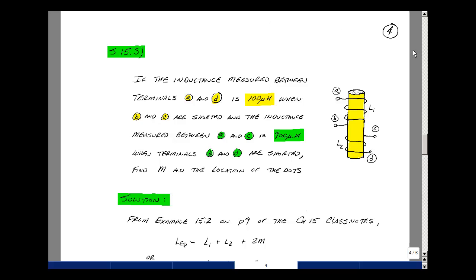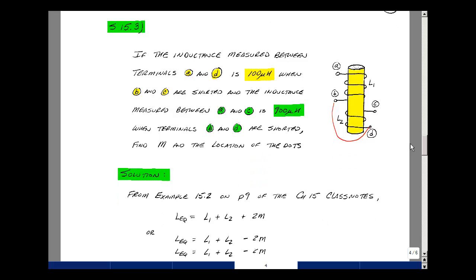Suppose that I measure the inductance between terminals A and D when I short B to C, and suppose that that's equal to 100 microhenries. Secondly, suppose that I short B to D and I measure the inductance between A and C and find that to be 900 microhenries. Can you use those two pieces of data to solve for the mutual inductance? And also, where's the location of the dots?